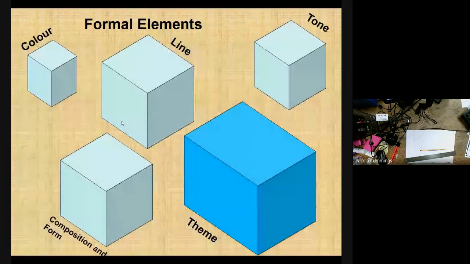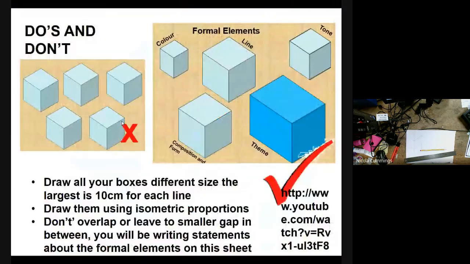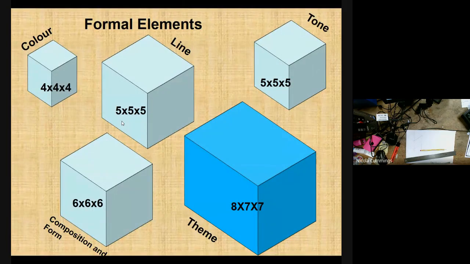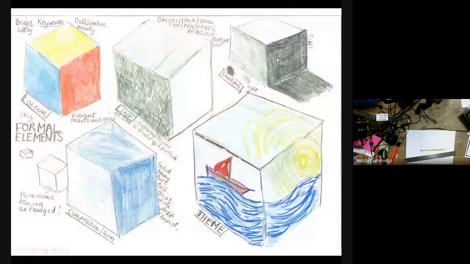What we'll be asking you to do today is to draw out 5 boxes. Now, these boxes have to be drawn out at a certain angle and a certain size. That's very, very important, because once we've drawn these boxes, we'll be able to look at the formal elements and make careful decisions about what they should look like. Here is an example.